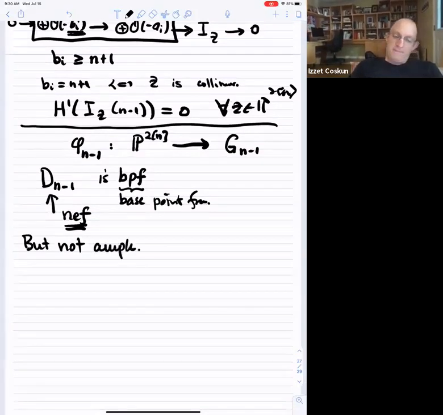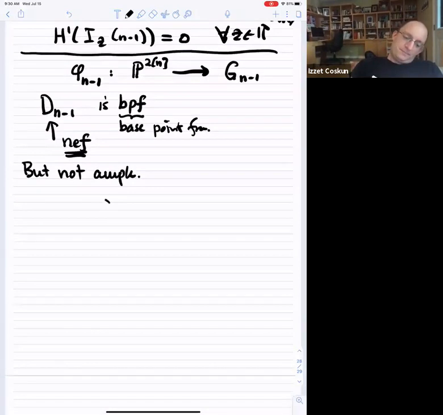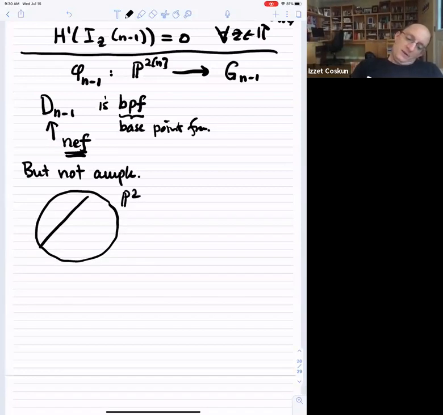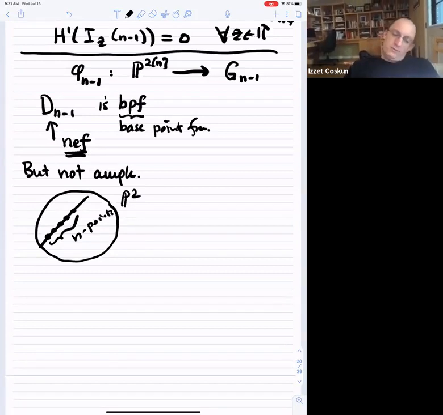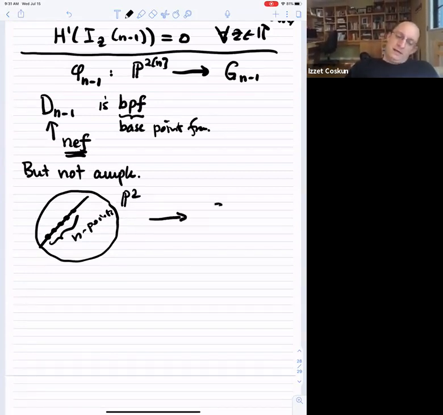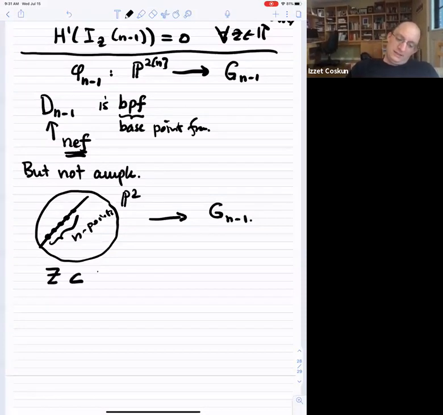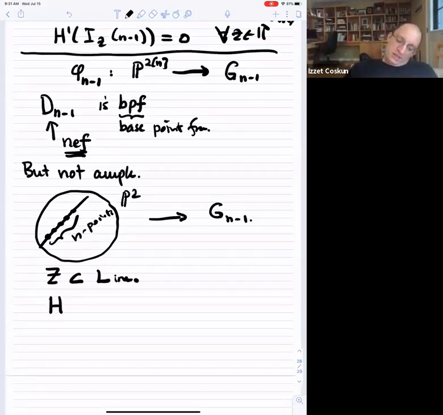Now, why is it not ample? So here is the situation. Take your P2, fix a line, and put n points on this line. Then I claim that no matter what n points you take on the line, the image in the Grassmannian is fixed. So if I have n points on the line, so we're looking at Z contained in the line L. Then let's look at H naught of IZ of n minus 1.